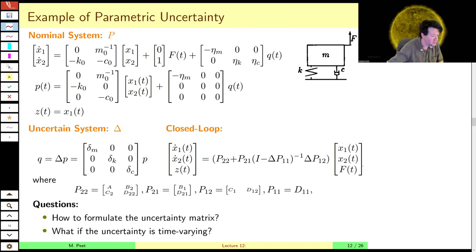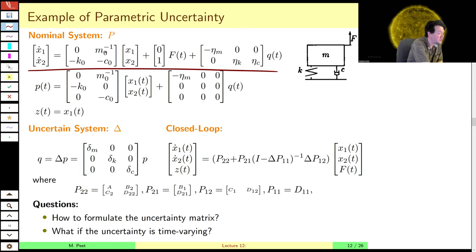So here's our nominal dynamics. So here's how we're representing our dynamics. If we take those equations and we write them out, here's our nominal system. We write down those equations. Here are our weights that come through Q. Q is delta M, delta C, delta K, delta C, times the output, which is P of T.